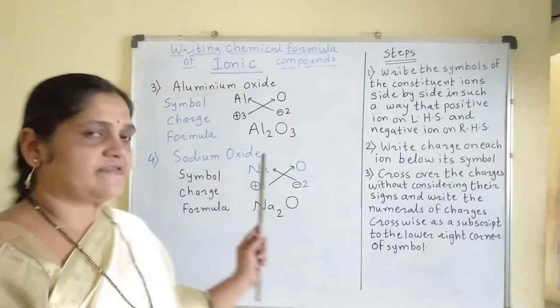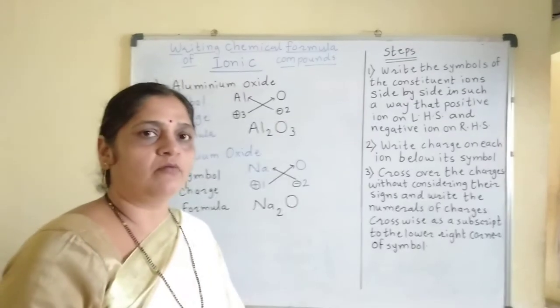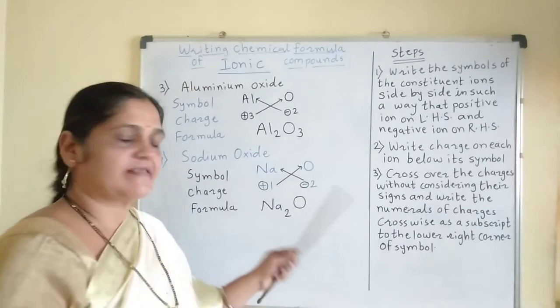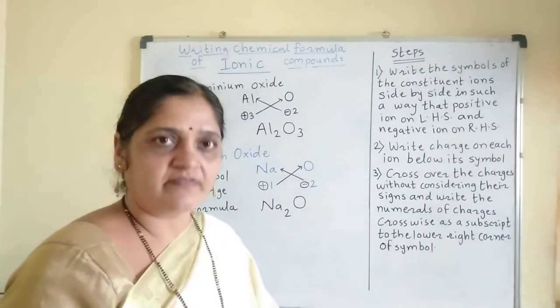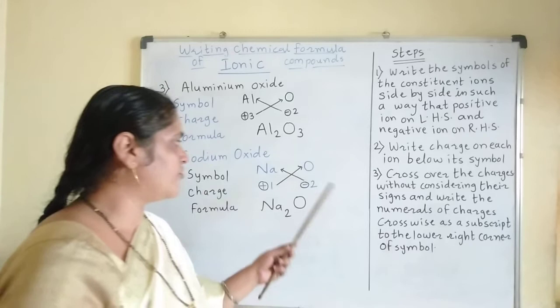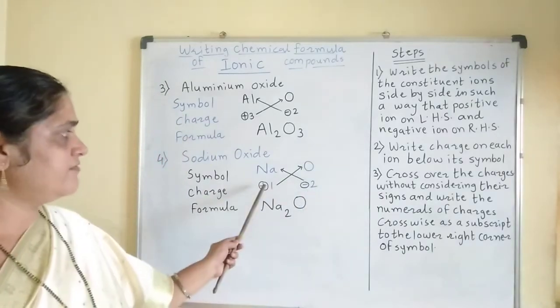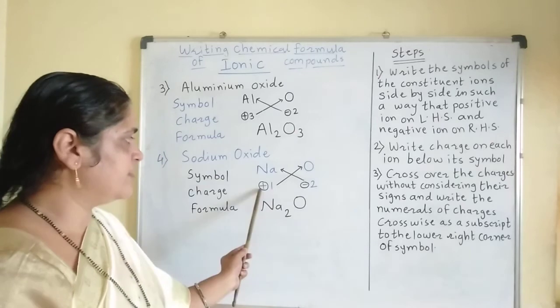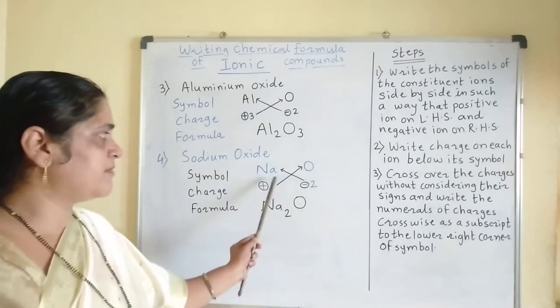Sodium has a tendency to lose 1 electron and form a positive ion carrying 1 positive charge. And oxygen has a tendency to gain 2 electrons and carries 2 negative charges, forming an anion. So again we are going to cross multiply. Only numerals, not sign. So ignore these signs and only multiply with the numerals.